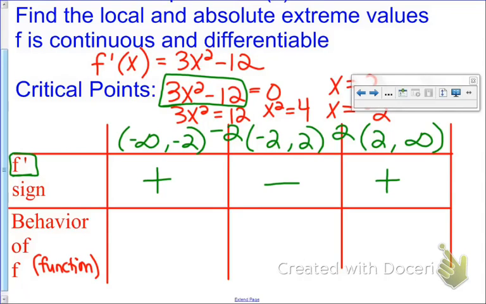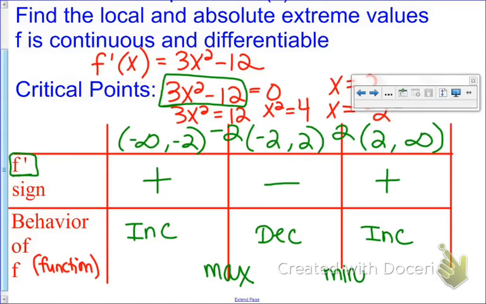If the first derivative is positive, the function is increasing. If the first derivative is negative, we said that the function is decreasing. And here, if the first derivative is positive, the function is increasing. If the function goes from increasing to decreasing, that means this would be a maximum. If the function goes from decreasing to increasing, it means that the function at this point would have a minimum.